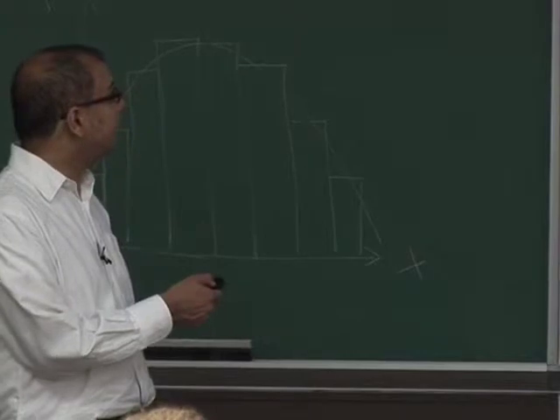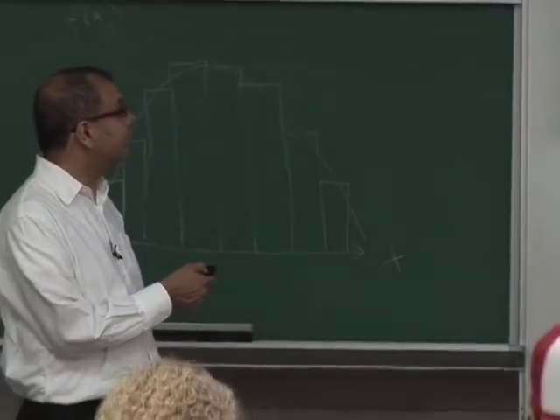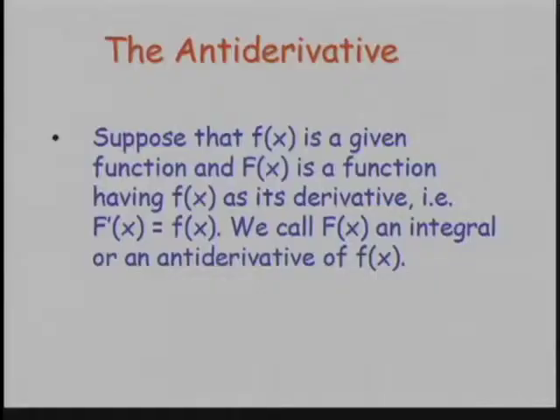So suppose little f(x) is a given function, and capital F(x) is a function that has little f(x) as its derivative. Okay, and you'll see this often: a capital letter will often denote the antiderivative function of the little letter. So capital F prime of x is little f(x). We'll call capital F the integral or the antiderivative of little f.